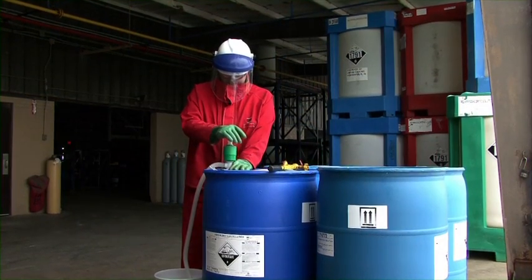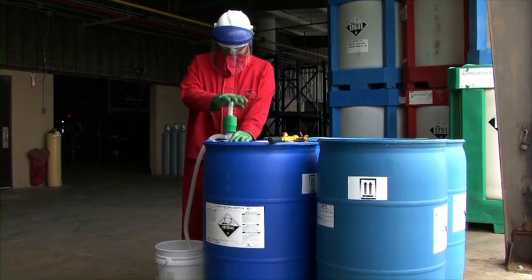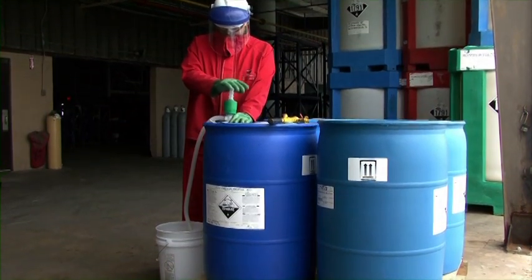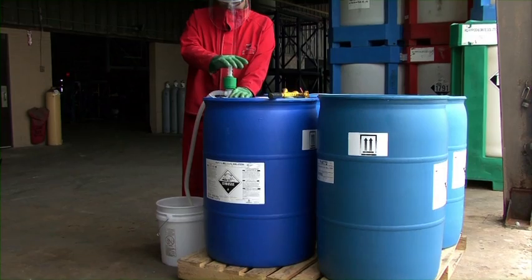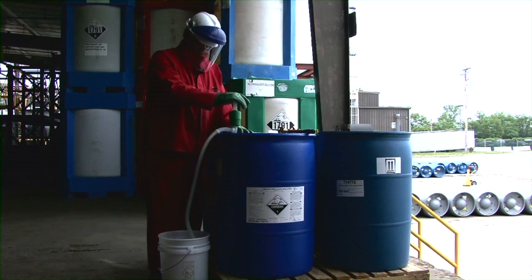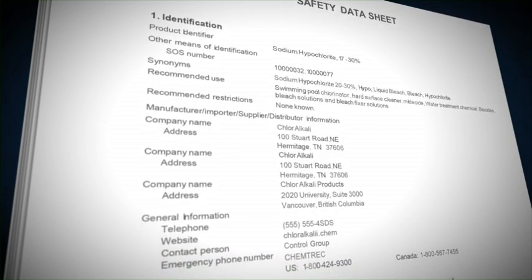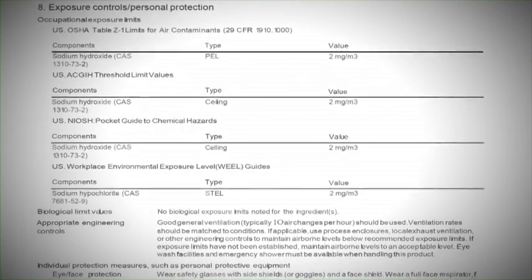When transferring sodium hypochlorite from IBCs or 55-gallon drums, make sure you're wearing proper protective clothing and equipment and are following your company's safe handling procedures. The minimum safety equipment for handling sodium hypochlorite is chemical splash goggles, face shield, and chemical protective gloves. Always read the manufacturer's label and safety data sheet before handling sodium hypochlorite.